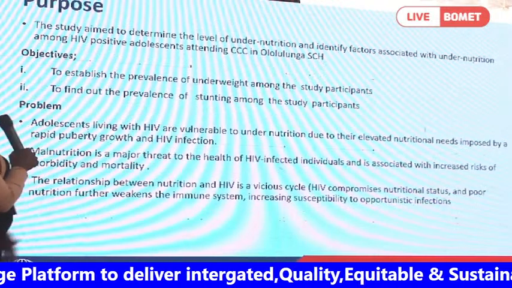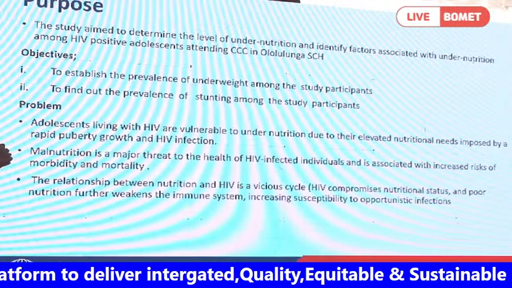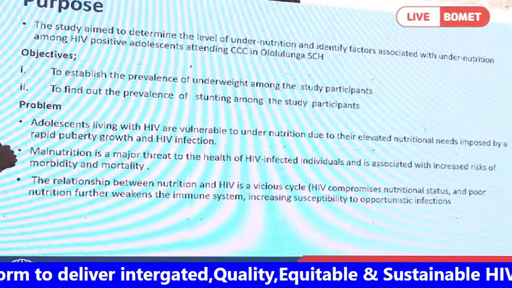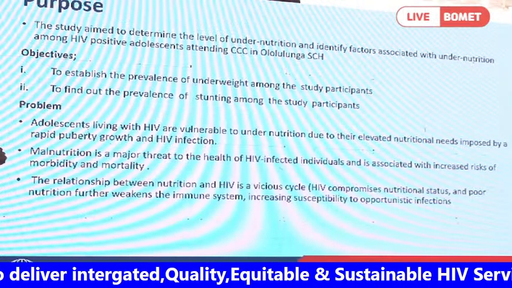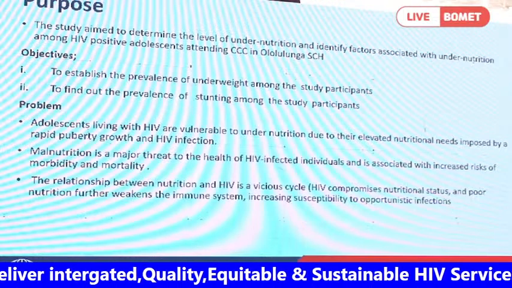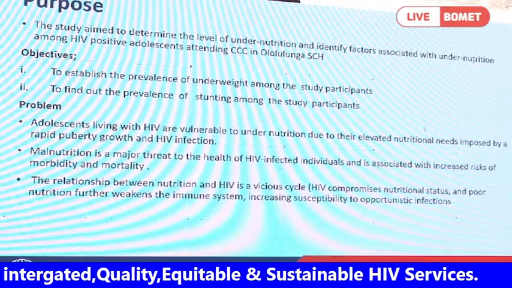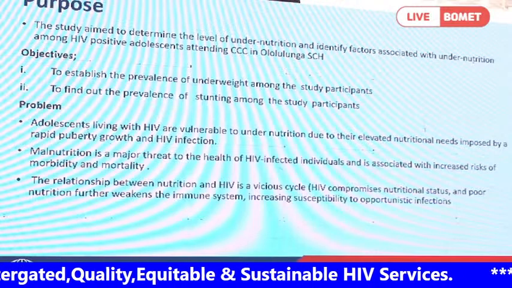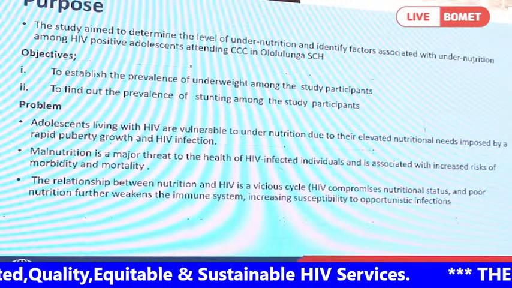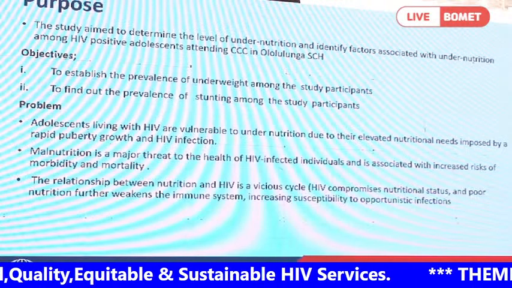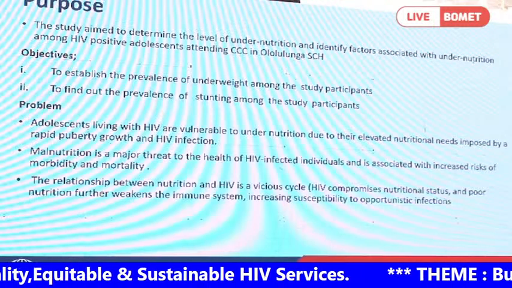The purpose of this study was to determine the level of undernutrition and identify the factors that are associated with undernutrition among the HIV positive adolescents that attend the CCC in Ololunga Sub-County Hospital. And my objectives were to establish the prevalence of underweight among the study participants, and secondly, to establish the prevalence of stunting among the adolescents.